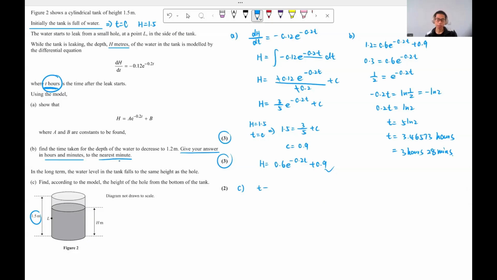So if we let t go to infinity, that means e to the power negative 0.2t will go to 0. Because e to the power negative 0.2t goes something like this, in the diagram. As t gets bigger, it'll get smaller and smaller, eventually turning to 0. Which means h should turn into 0.6 times 0, just 0, plus 0.9, is just 0.9. So that means the height of the hole from the bottom of the tank should be 0.9 meters.